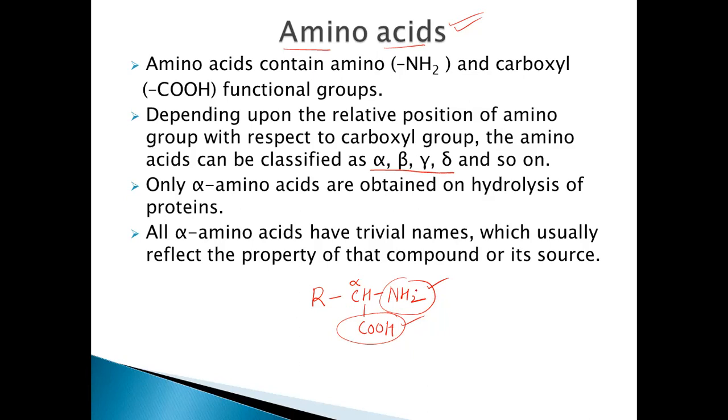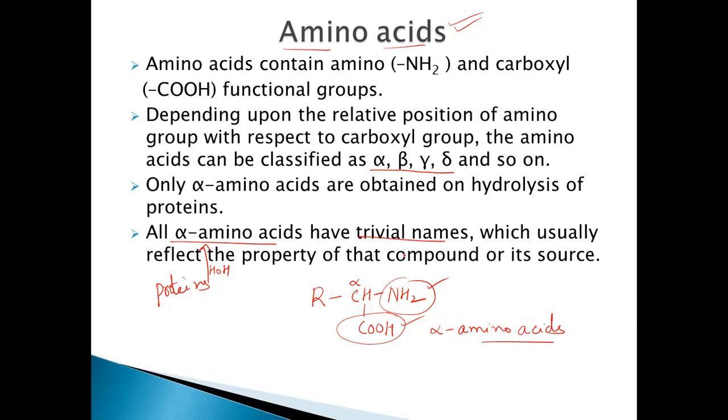But what we are interested in here is only alpha amino acids, because proteins are made up of only alpha amino acids. On hydrolysis of proteins, we get only alpha amino acids and not beta, gamma or delta. So right now we are studying only alpha amino acids.